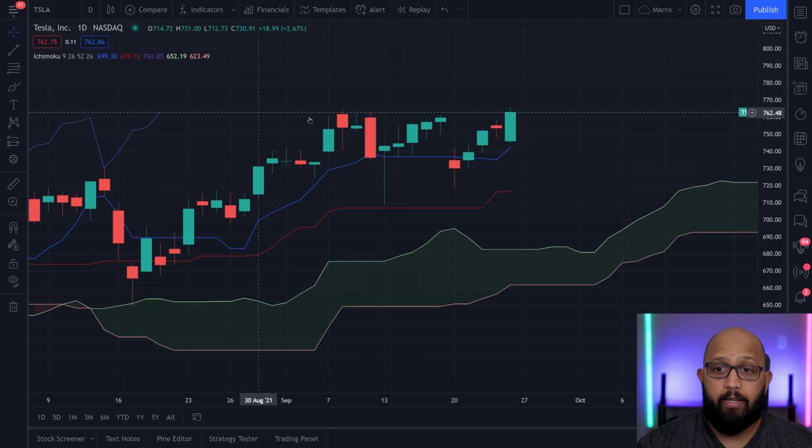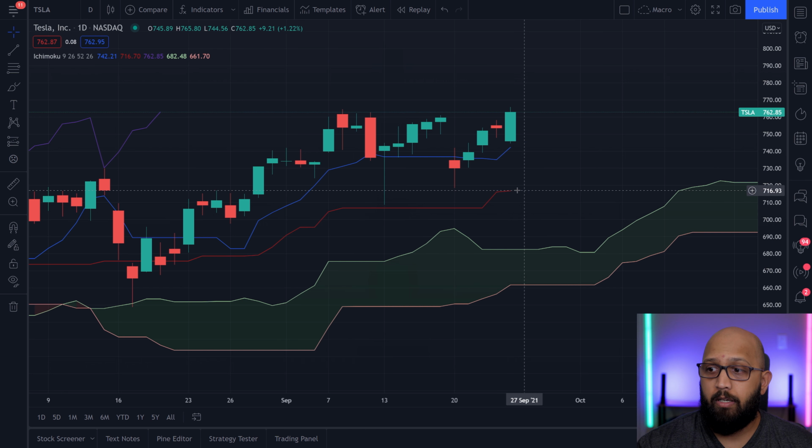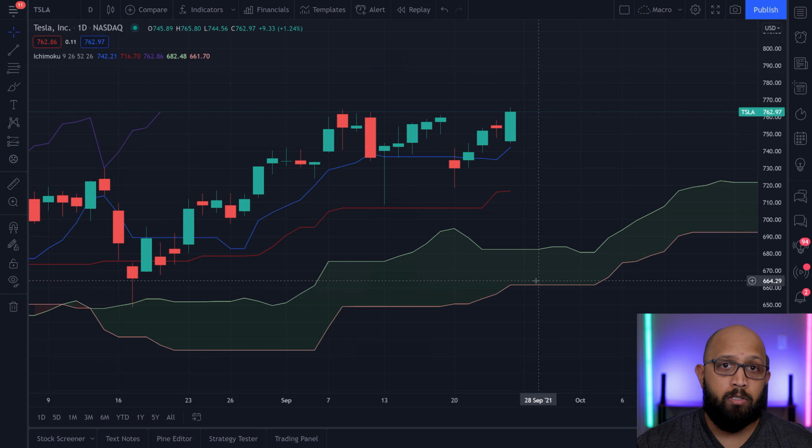We have this purple line back here, we have this blue line here, this dark orange red line here, this light green line here, and this bottom light orange line here. Let's get into each one of these components to learn more about them.